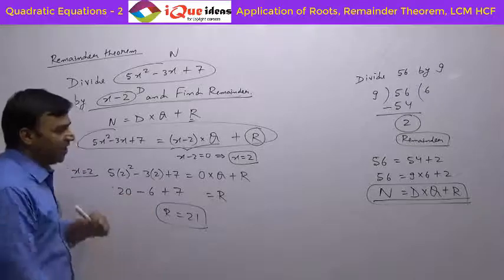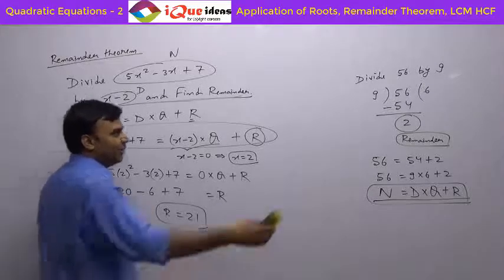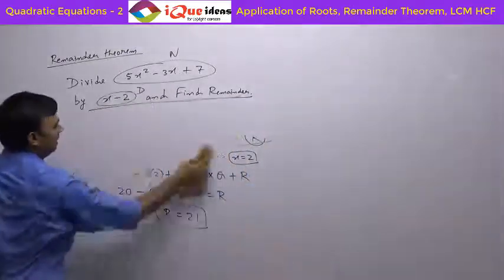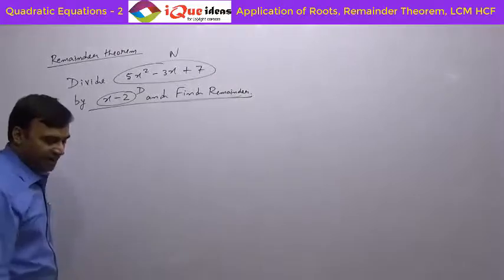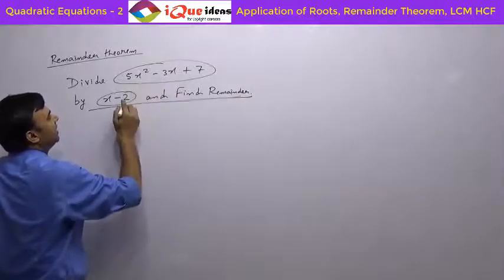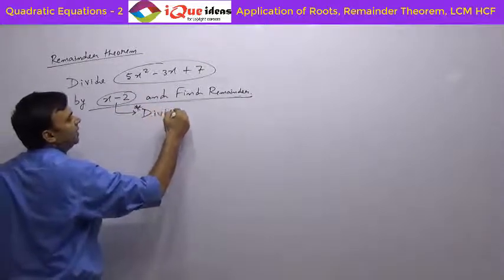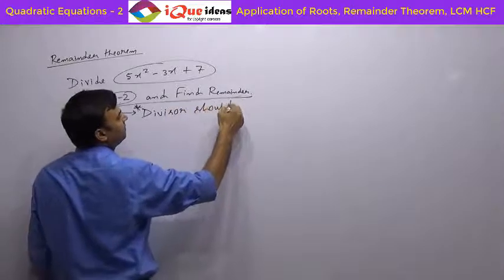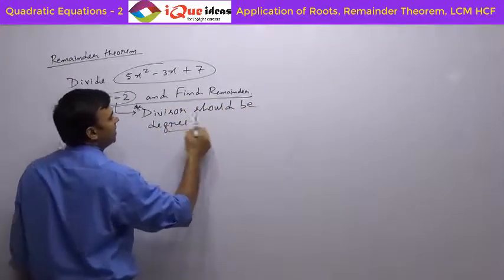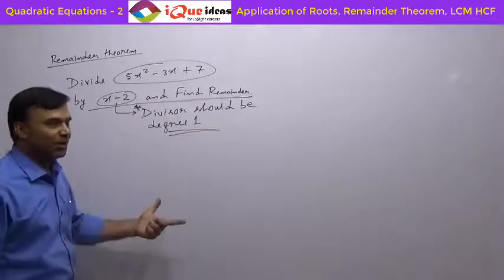Okay? I'll further reduce it. You don't even need to write any one of these things. Okay? So I'm going to remove this completely, and just understand that whenever, look at the condition, the condition is divisor should be of degree 1. Divisor should be of degree 1. Just remember that. Only in that case, you can use a very simple rule.